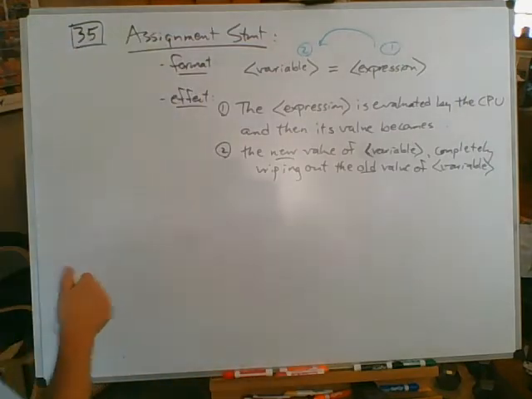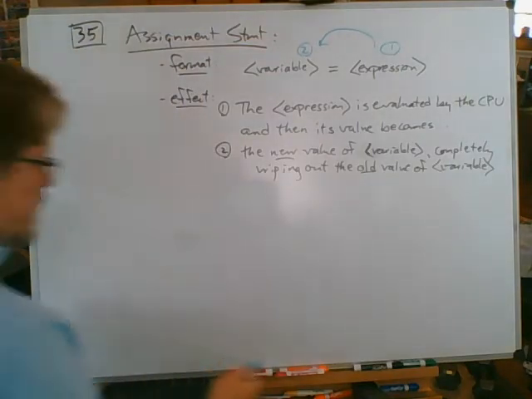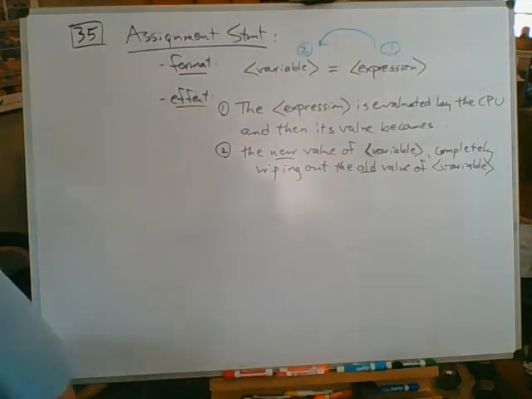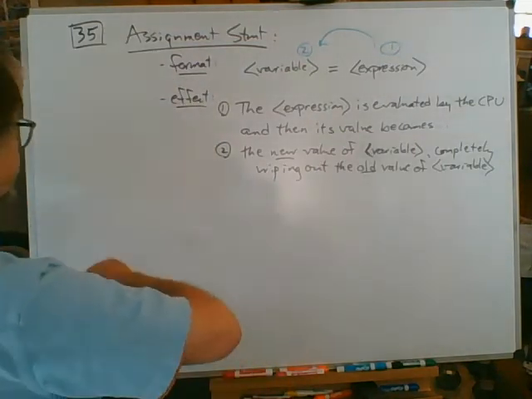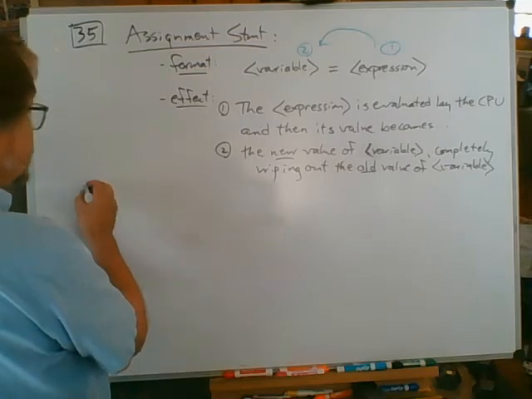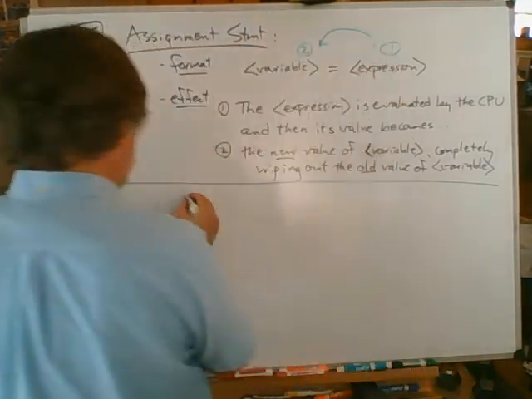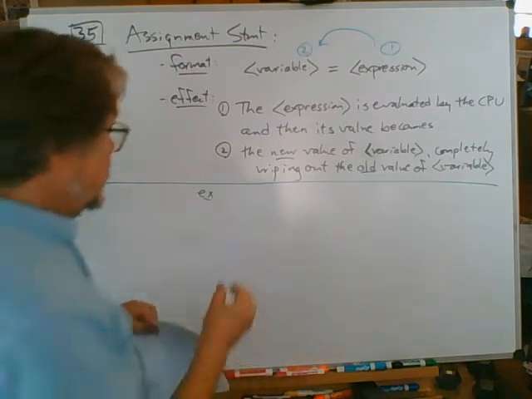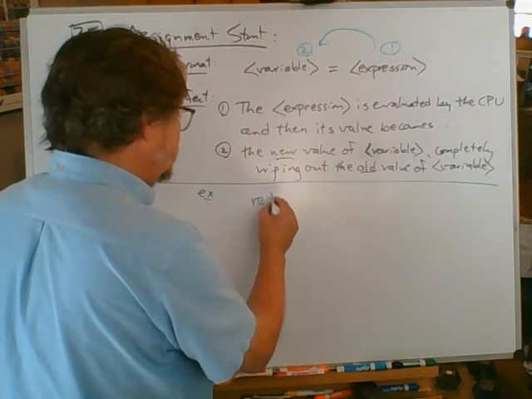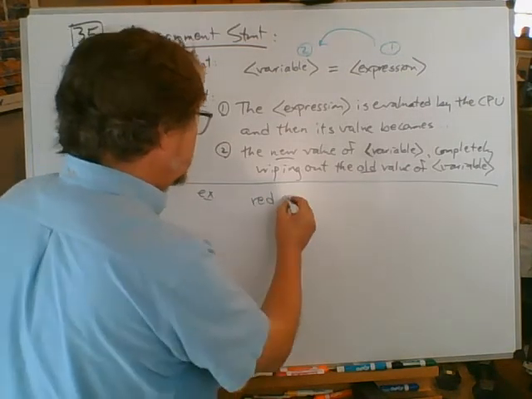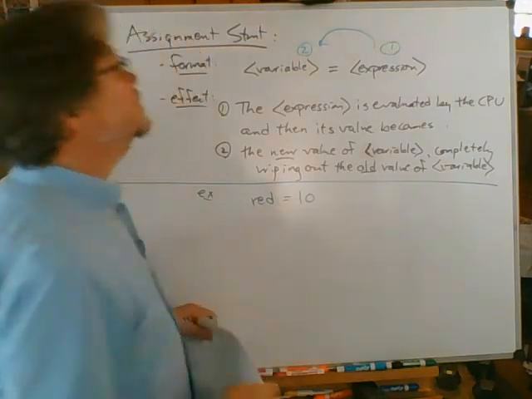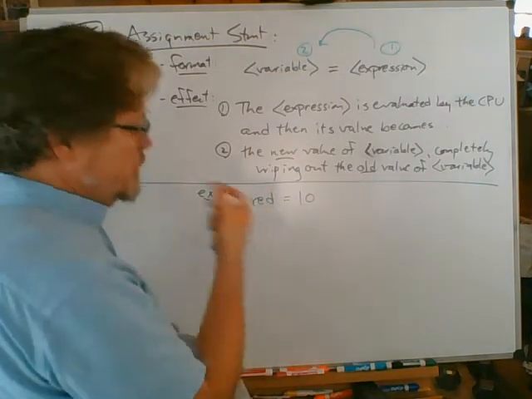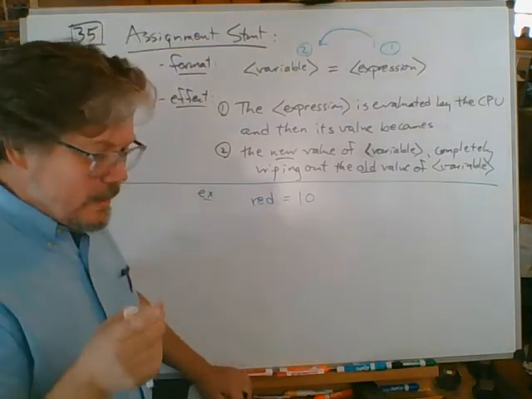Now, that is only going to make limited sense until we look at, you guessed it, some examples. And here they are. Examples. And away we go. Red, it doesn't look red, it's dark green. Red equals 10. Fits that format. The variable is red. The expression is 10. Now, let me stop right here.